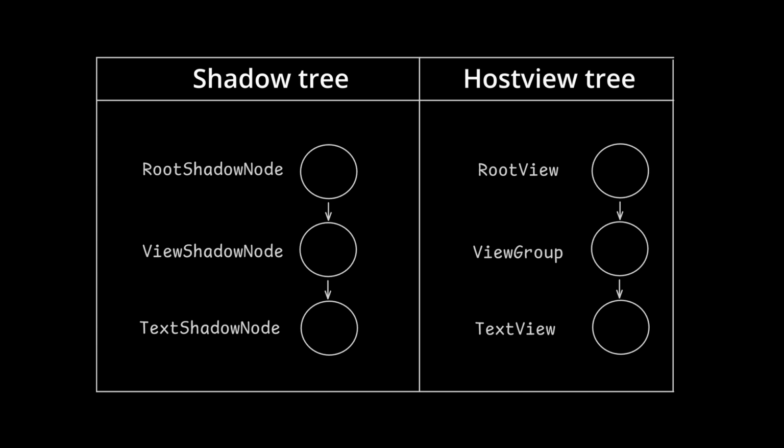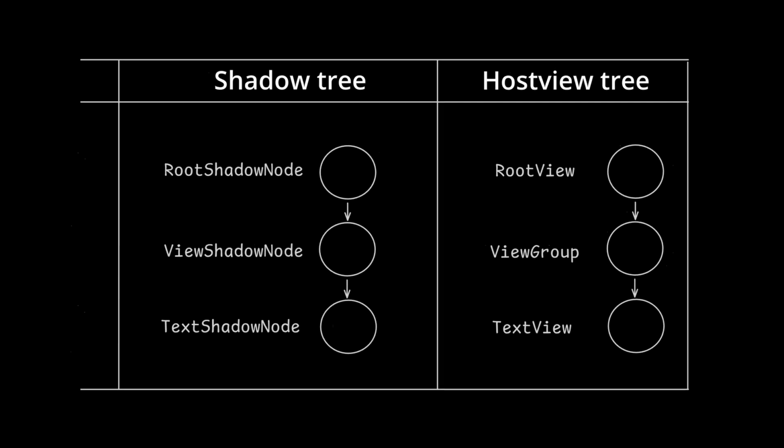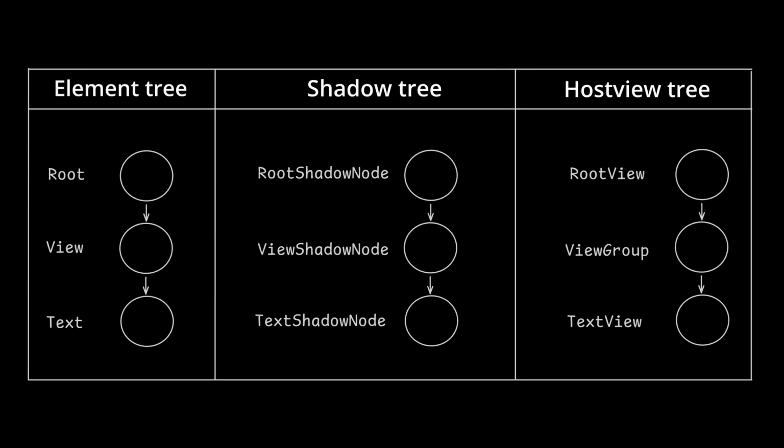Each node in the shadow tree corresponds to a native node of the host platform. For example, on Android, a view is represented as a view group and a text is represented as a text view. Similarly, the host view tree is different for iOS. This tree is then used to render components on the screen. And this is how React Native renders stuff on the screen.